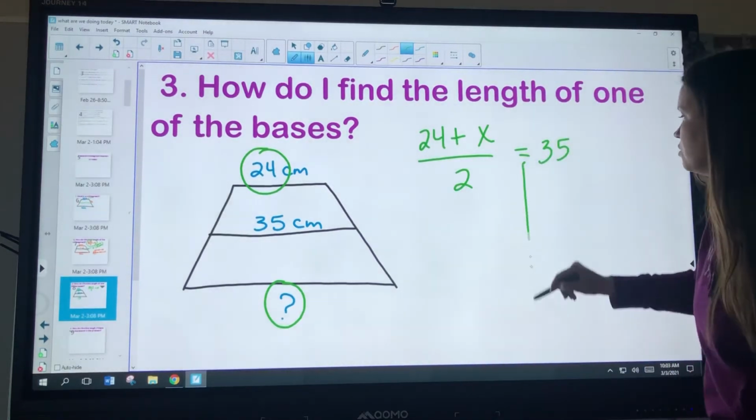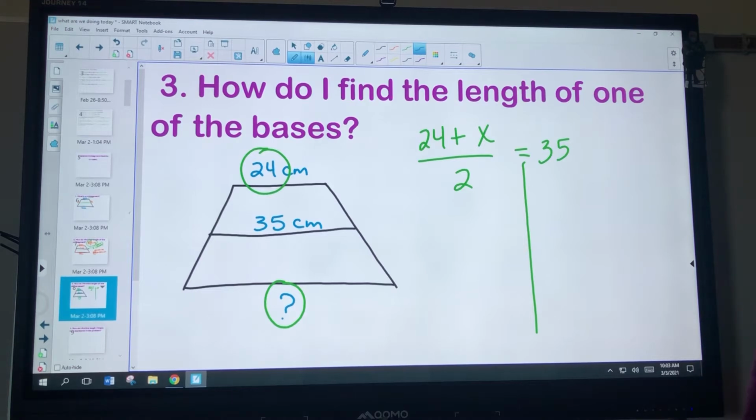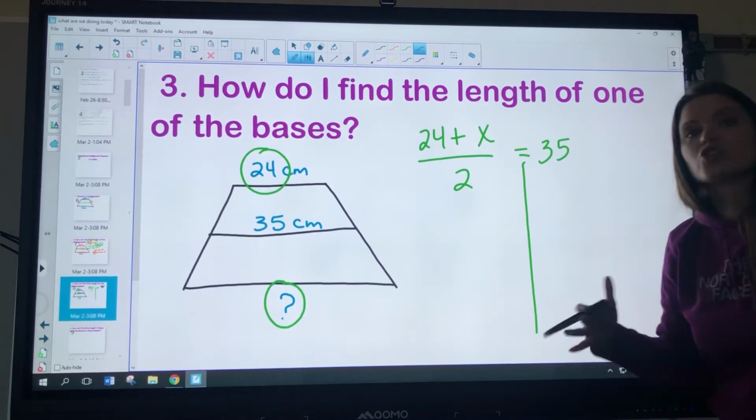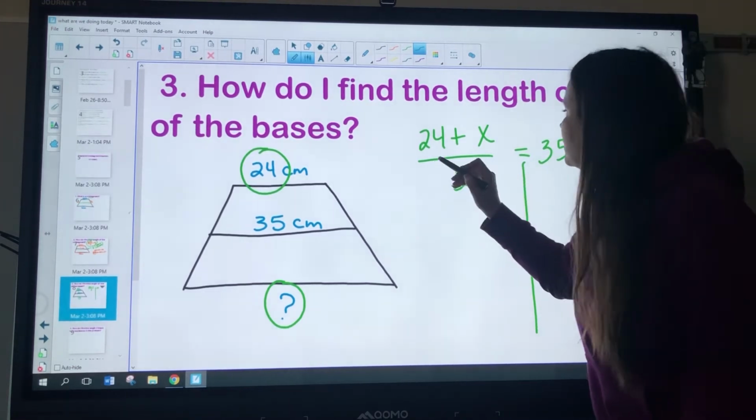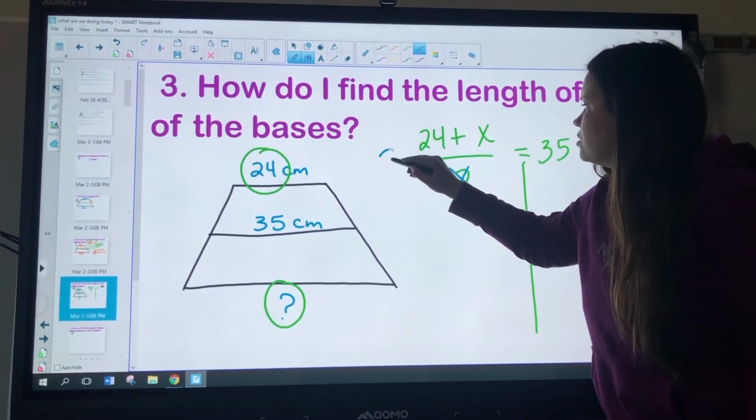But now you have to know how to do this, which I'm finding out that people are in person. Lots of people do not know how to solve for x. So again, this is the long way. I'll show you a shortcut in the middle in a second. So to get rid of a 2, you multiply both sides by 2.